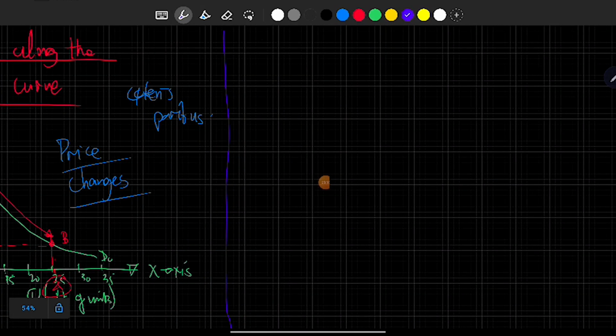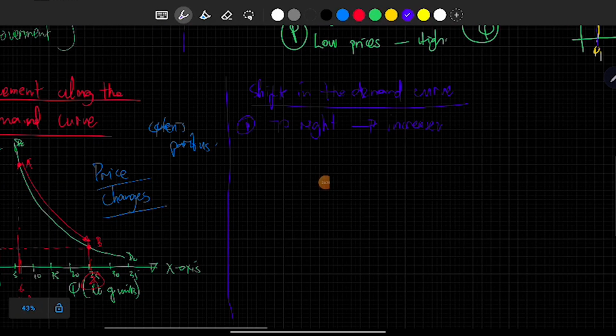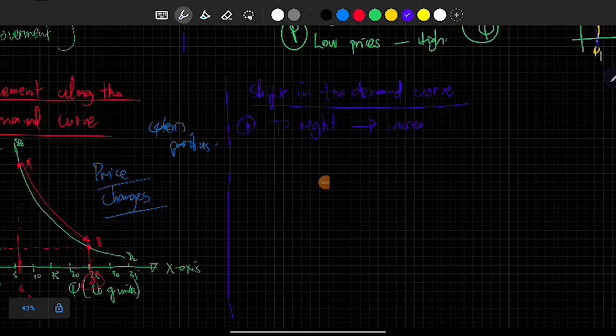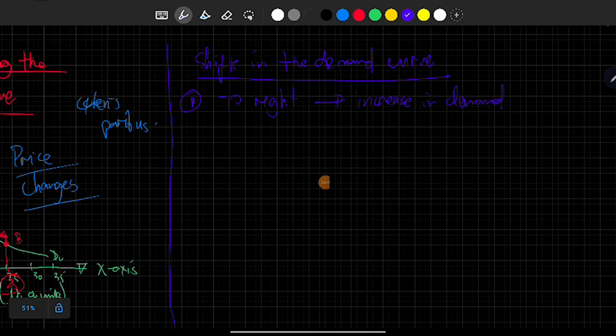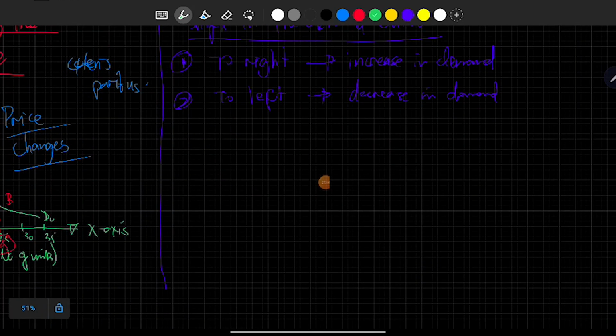So this is shifts in the demand curve. And we are saying a shift in the demand curve can happen in two ways. One is a shift to the right, which signifies an increase in overall demand. Then we can have a shift to the left, and this shift to the left signifies a decrease in demand. What factors cause this? I think we will get to those, but let's quickly have a graphical representation of these shifts.